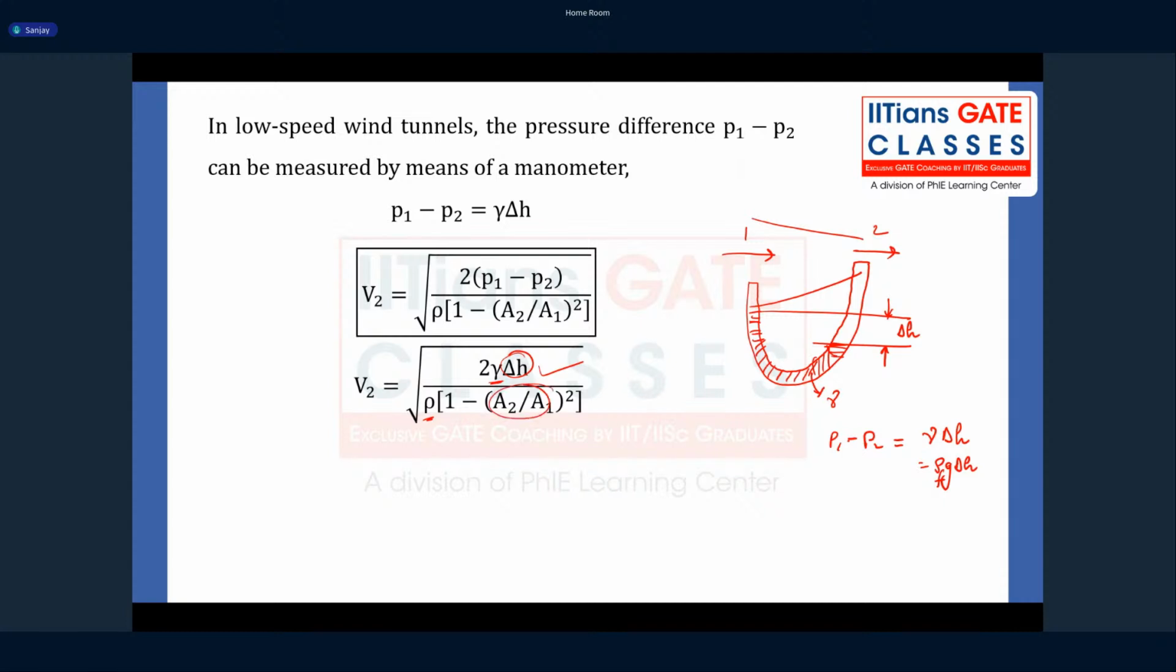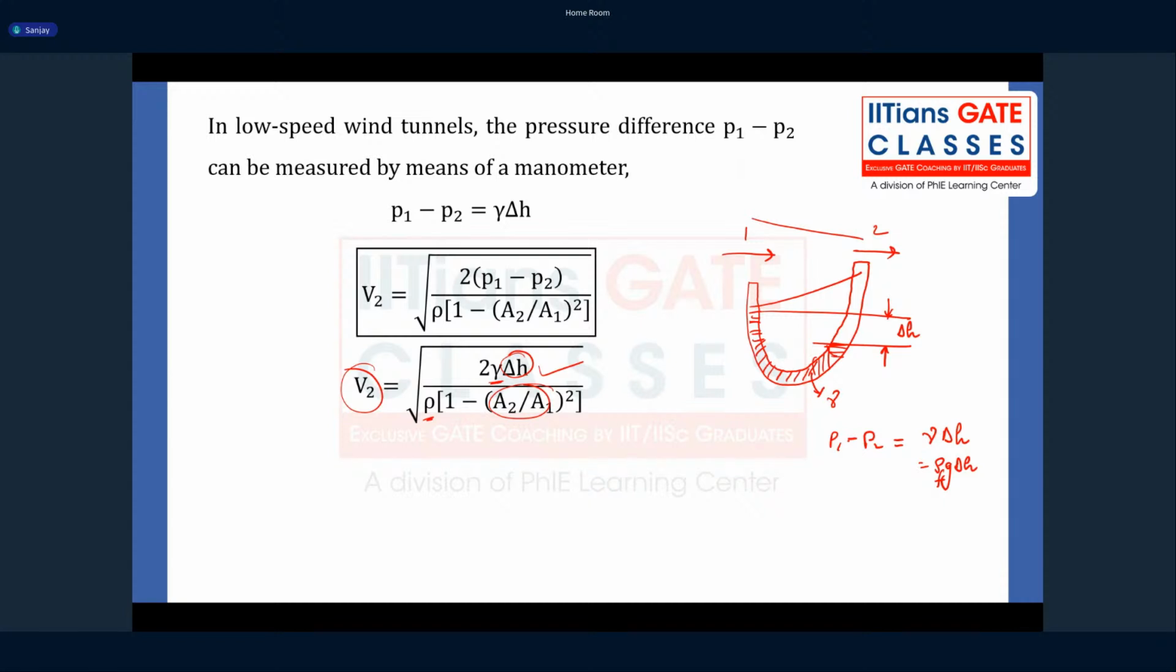A2 by A1 is the contraction ratio that again we know by the dimensions of the tunnel. Okay, so using this, you get the test section velocity, which is important. So if I'm placing my aircraft model in the test section, what is the velocity that the aircraft model is experiencing? Or what is the flight velocity, V2, that you will know.